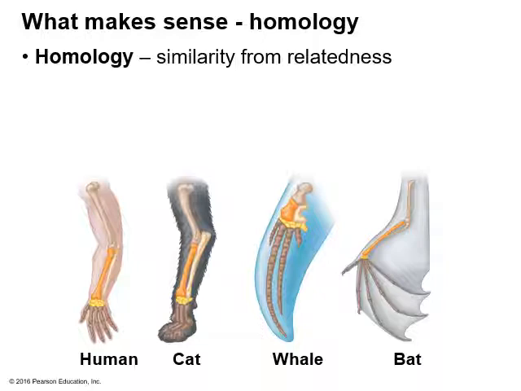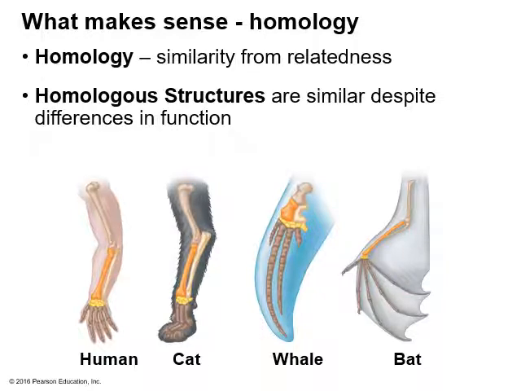Well, the same thing goes for whole species. Species that are closely related to each other will have a lot of similarity because of that relation. Humans, for instance, are going to have a lot more similarity to things like cats than we are to fishes, because we're a lot more closely related to cats than we are to fishes. So homologous structures are things that are similar, even if there's a difference in the function.